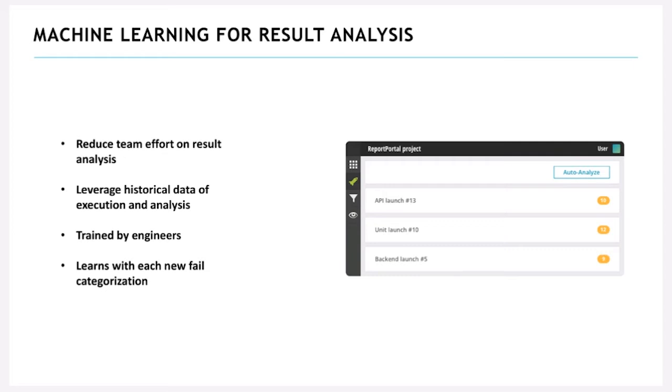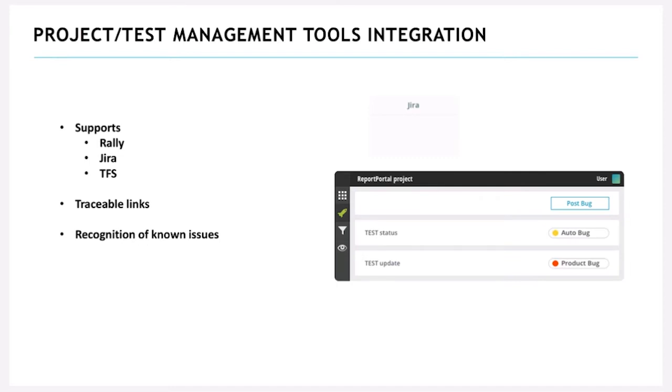So basically that means that all results which you receive within the Report Portal should be triaged by the engineers, and machine learning is trained based on the historical data and on the execution analysis made by engineers previously. It will use this historical data to analyze newly appearing fails. It also will learn with each new fail, with each new analysis done by engineers, and will help you minimize the effort for triaging.